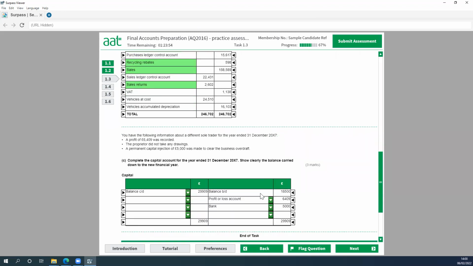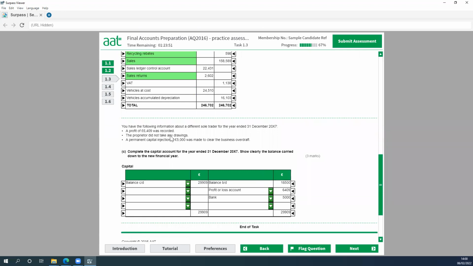The next one to do with a capital account. So for a sole trader. You've got the following information about a sole trader for the current year. Okay, so we do know when they set up the account, you would debit, say, £10,000 in the bank as an example, debit bank, credit capital. So say they've got a balance brought down here, which is in the question, I should add, of 18,500. So that's what they've put into the business.